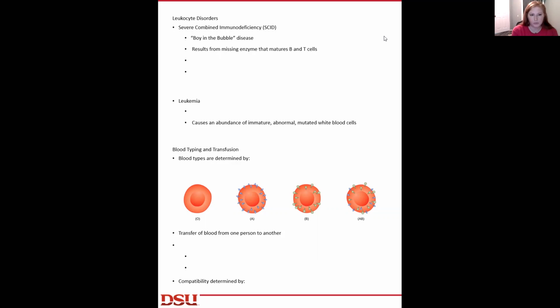What happens with this disorder is that those lymphocytes that we talked about that become B and T cells, well, they don't mature, okay? So they're missing an enzyme that turns those kind of precursor cells into assassins, right? So that doesn't happen, which means there's nothing there to recognize specific invaders. All right, what does that mean?